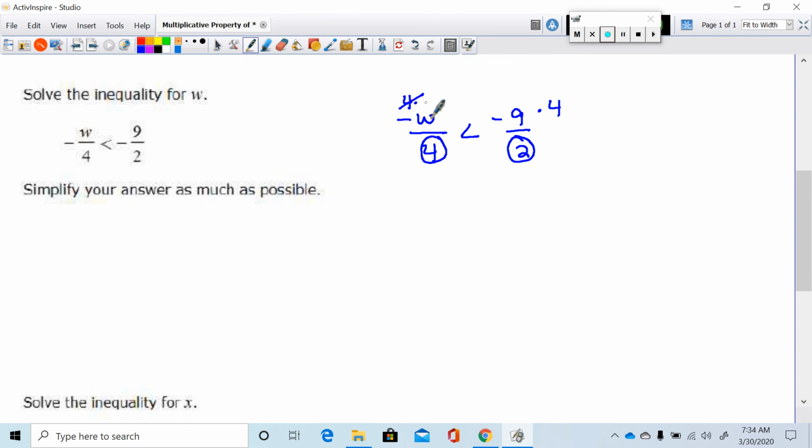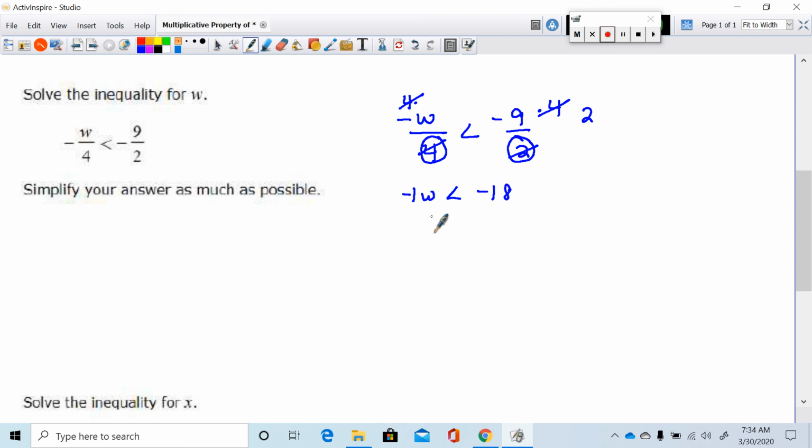Okay, top cancels with bottom, so I've got negative 1W. I'm going to put the 1 there because we're going to need it in a minute. Now on this one, top doesn't cancel with bottom, but I can do 4 divided by 2 is 2. So I can simplify it like that. Negative 9 times 2 is negative 18.